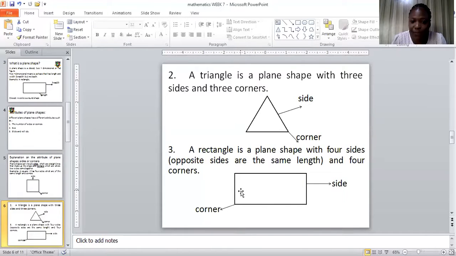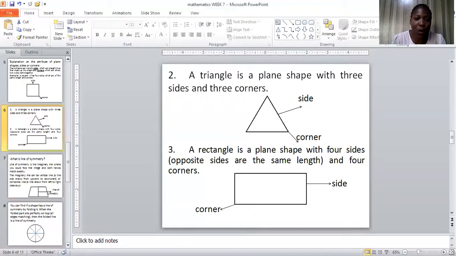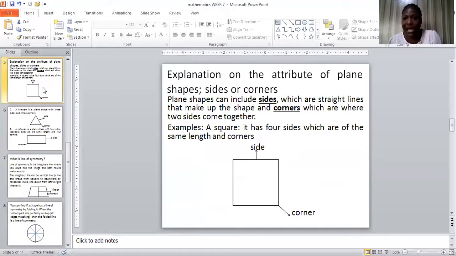And the corners, where two sides meet: 1, 2, 3, and 4. 4 corners as well. Now, these are the attributes of a plane shape. It must have sides and corners.